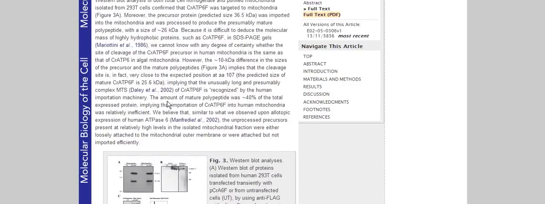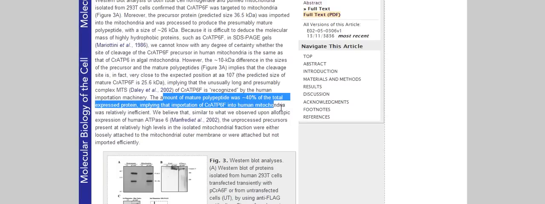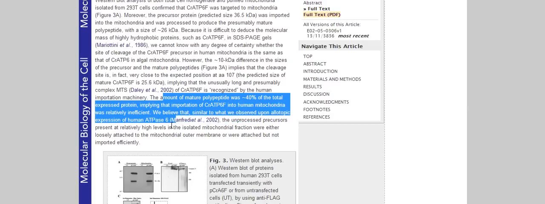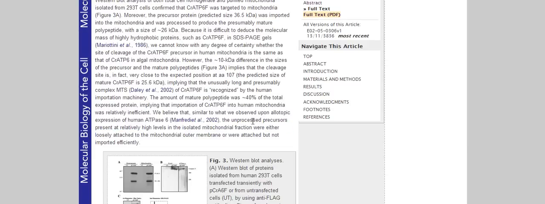Here we go. The amount of mature polypeptide was 40% of the total expressed protein, implying that importation into human mitochondria was relatively inefficient. We believe that's similar to what we observed upon allotropic expression of human ATPase6. Unprocessed precursors present at relatively high levels in isolated mitochondrial fraction were either loosely attached to the mitochondrial outer membrane or were attached but not imported efficiently.